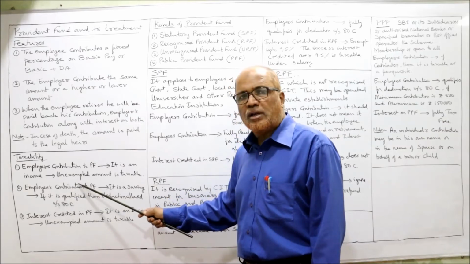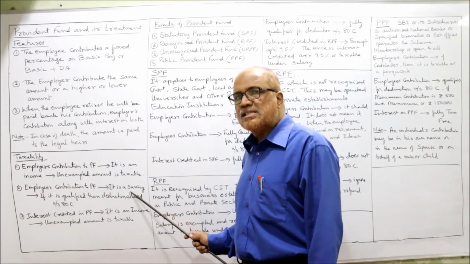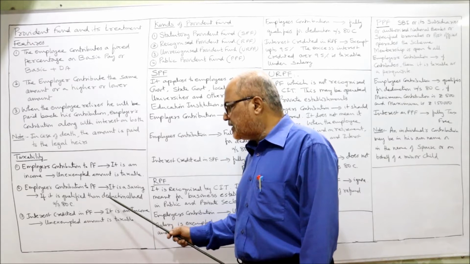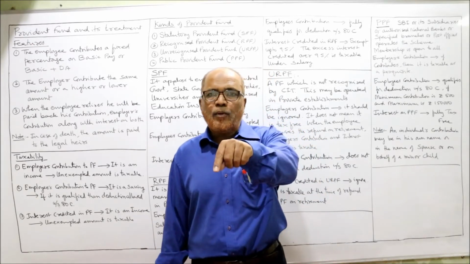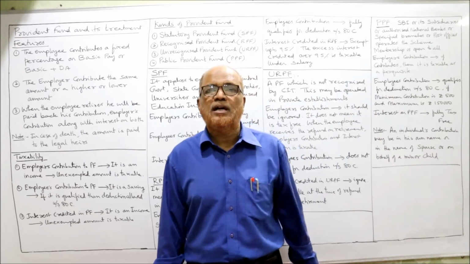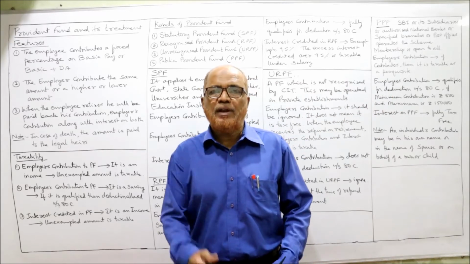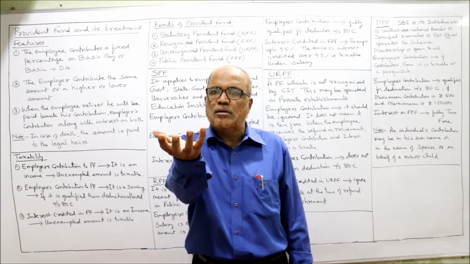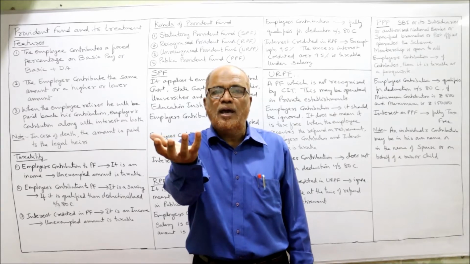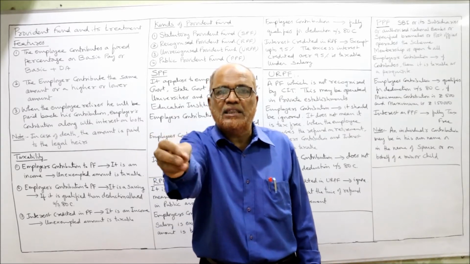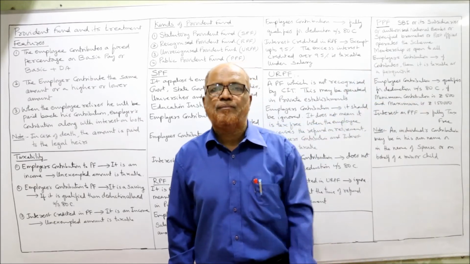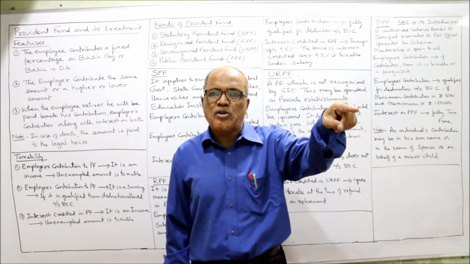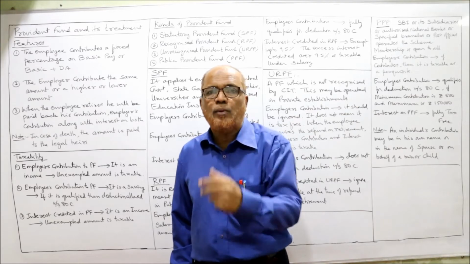Then the employee's contribution to PF. It's a saving. And if it is qualified, then there is a deduction under section 80C. See, whatever the employee is contributing, that is his savings. Every month his salary income is 20,000, but he's not getting 20,000. The employer is paying only 19,000 to him. 1,000 rupees the employer is depositing in PF.